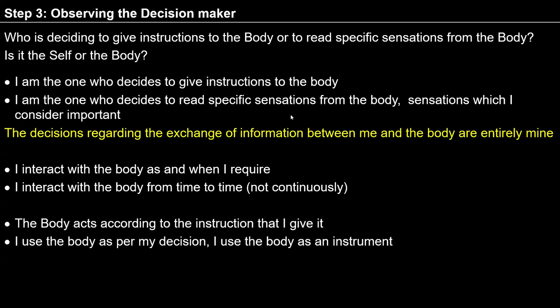Who is deciding to give instruction, or not to give instruction, to the body? Who is deciding to read specific sensation from the body? Who is deciding to read this particular sensation and ignore other sensations happening in the body? Is it the self or the body? With observation, we will find out that I am the one who decides to give instruction to the body. I am the one who decides to read a specific sensation from the body. So many sensations are going on in my body, but I am not reading all those sensations. I decide to read some specific sensation from the body.